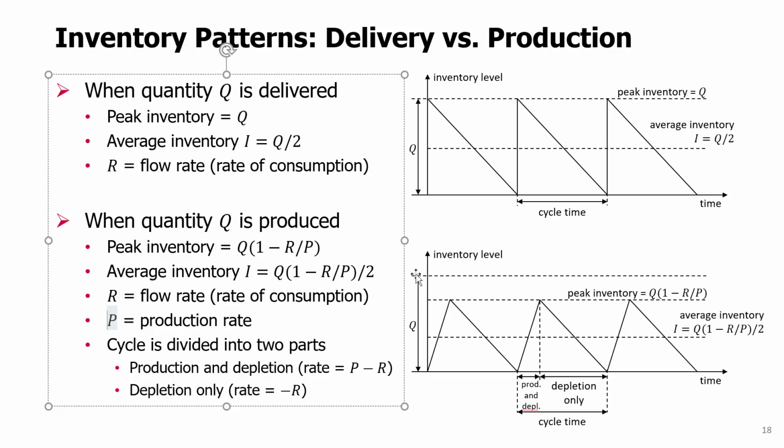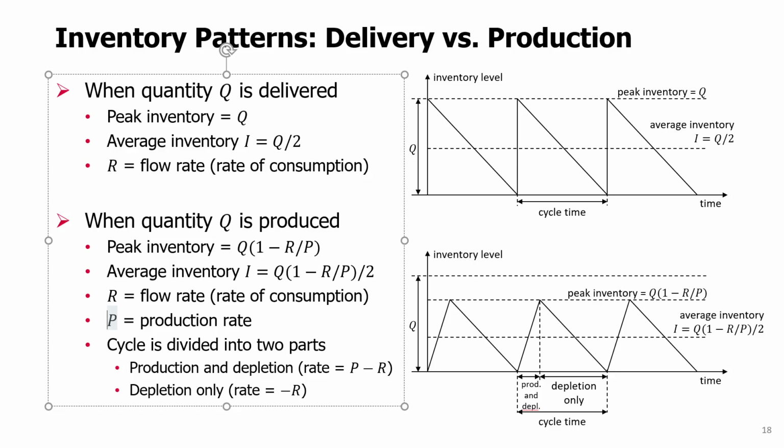So if you order a quantity Q, notice that production takes a certain part of the cycle. While you're producing quantity Q, you're also going to consume part of that quantity. And therefore, you will not reach a peak inventory of Q, but you will reach a slightly lower inventory level, depending on the production rate and the flow rate.